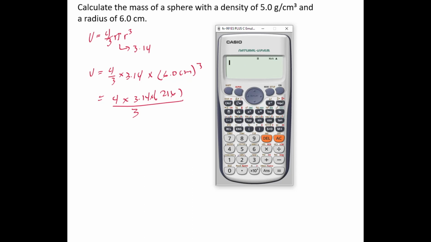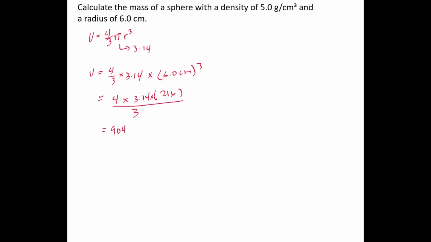Alright, so now we multiply all the numerators. 4 times 3.14 multiplied by 216 divided by 3, and that will give us, let me check it, 904.32. So the volume of the sphere is 904.32 cm cube. Right?